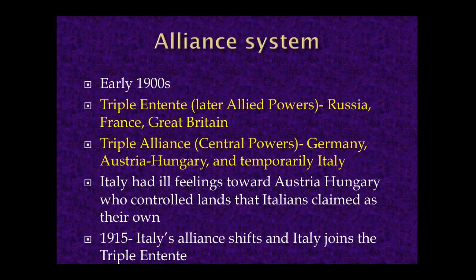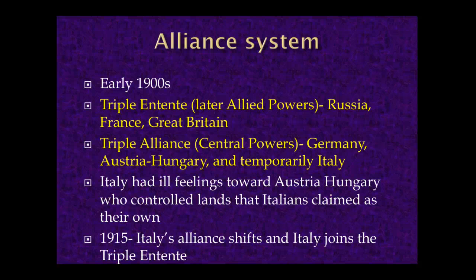So by the early 1900s, we have two main alliance systems that have formed. You have the Triple Entente, which forms to kind of keep Germany in check. These countries become the Allied powers, which is Russia, France, and Great Britain. And on the other side, you have the Triple Alliance, which later becomes known as the Central Powers, due to their location in the center of Europe, which would be Germany, Austria-Hungary, and for a little while, Italy. The Ottoman Empire is going to jump in with Germany and Austria-Hungary as well.